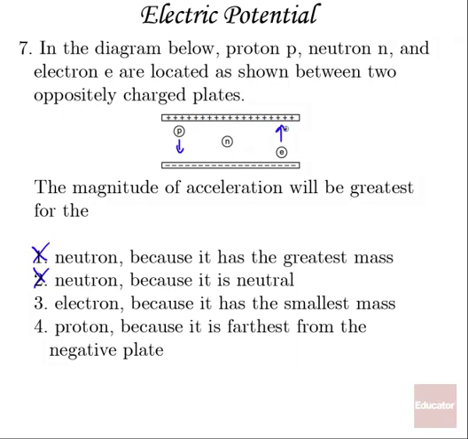They'll feel the same force, but which will have the greatest acceleration? Well, if they have the same force, they have different masses. The one with the smallest mass is going to have the greatest acceleration, and that's going to be the electron. Correct answer there must be number 3.